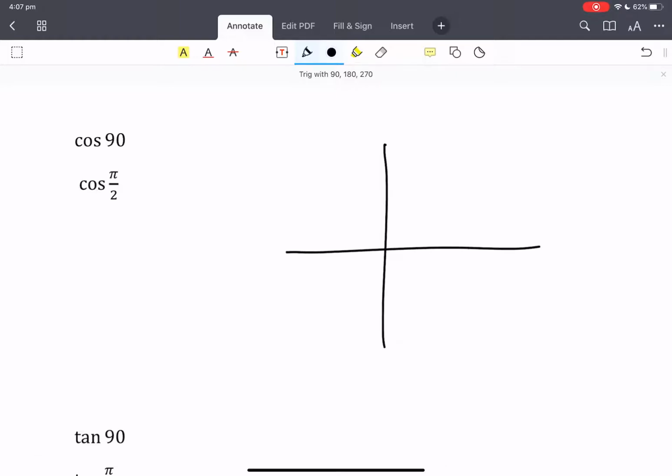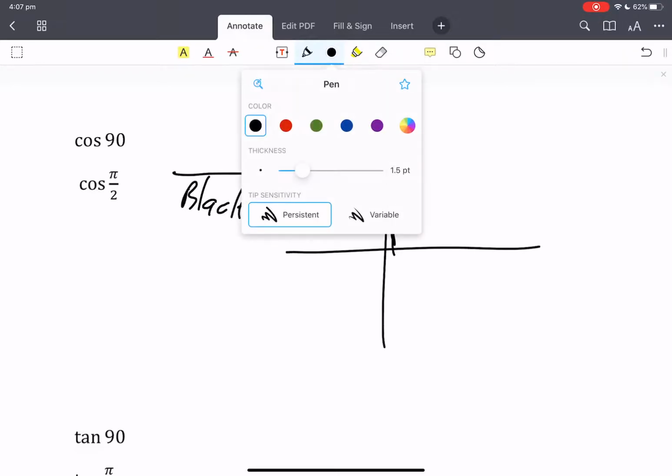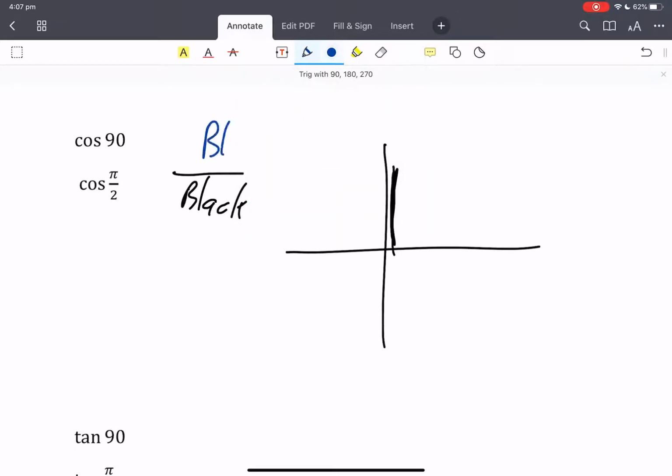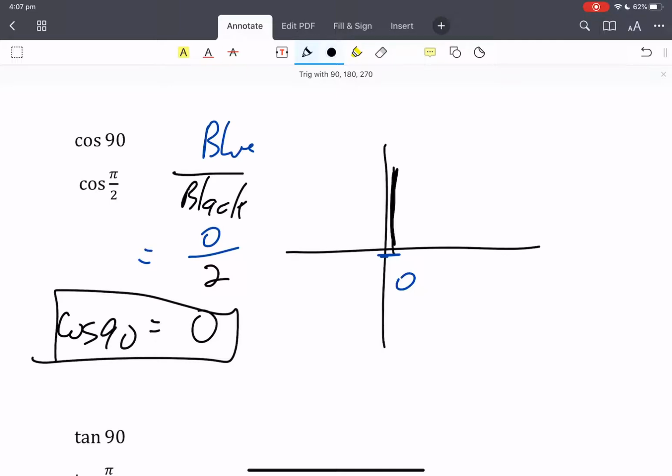Cos, here's my 90. Remember, cos wasn't red on black. My blue is my horizontal line. Well, if that black line's vertical, how long's my blue line? It's 0. So that's 0 on 2, which is 0. So cos 90 is 0.